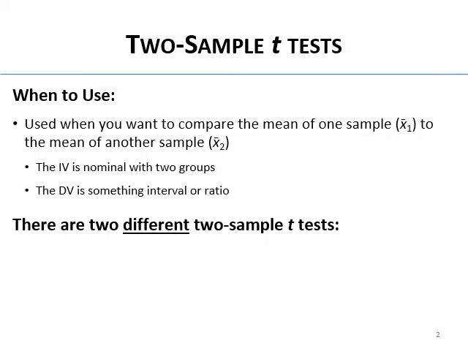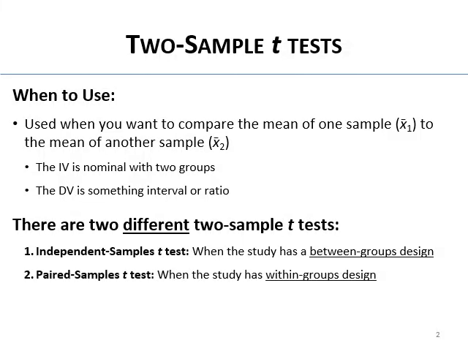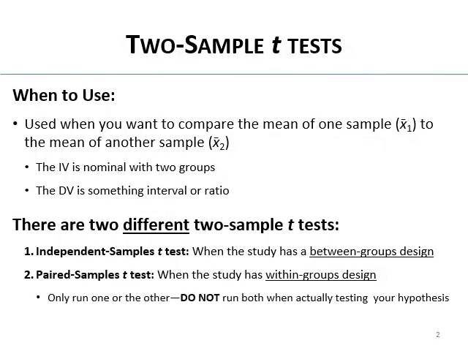There are two different types of two-sample t-tests. One is called the independent samples t-test, and it's basically the t-test when you've got a between groups design. Then there's the paired samples t-test, and it's the t-test when you've got a within groups design, or repeated measures, or pre-post. So normally you only run one or the other when you're testing your hypotheses, right? Because you either have a between or within group design.